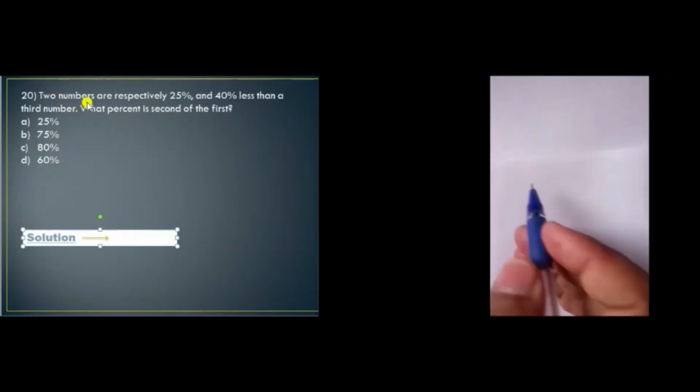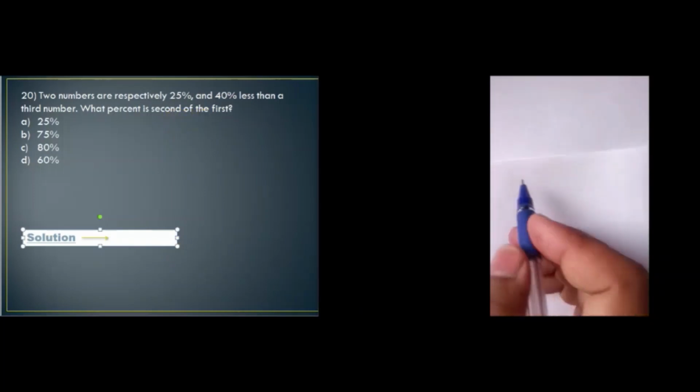So the next question is, two numbers are respectively 25% and 40% less than a third number. So what percent is the second of the first? That means whatever the third number is, the first and second are 25% and 40% lesser than this third number. So the percentage of the second to the first has been asked. So let's see the solution for this.